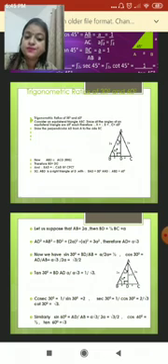Therefore, AD square is equal to AB square minus BD square, which is equal to 2A square minus A square, which is equal to 3A square. Therefore, the length of my perpendicular AD is equal to A root 3. Now we have sine 30 degree as A by 2A, which is equal to 1 by 2.